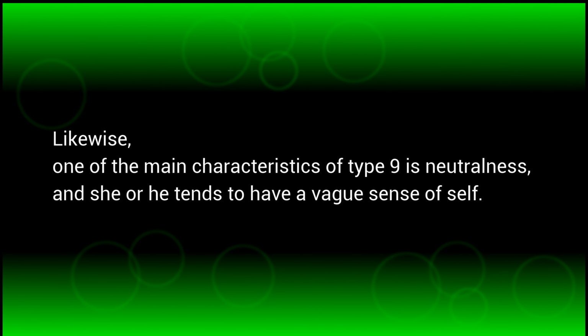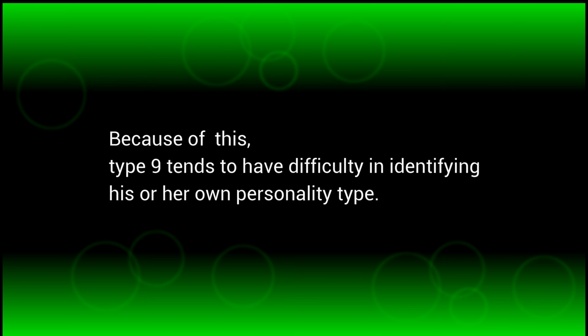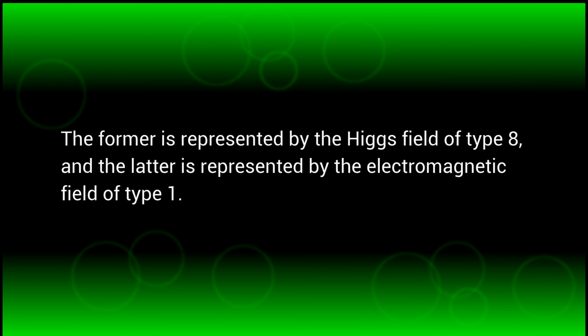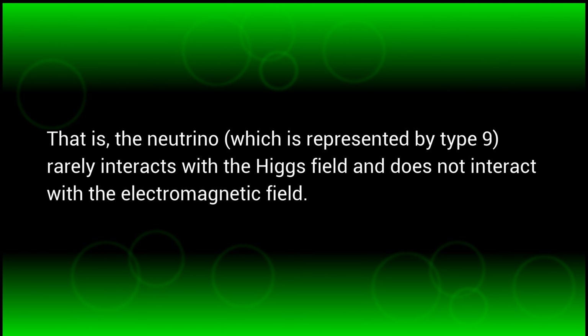Likewise, one of the main characteristics of type 9 is neutralness. And he tends to have a vague sense of self. Because of this, type 9 tends to have difficulty in identifying his or her own personality type. Type 9 tends to dissociate from the out and the in of the instinctive center. The former is represented by the Higgs field of type 8, and the latter is represented by the electromagnetic field of type 1. That is, the neutrino, which is represented by type 9, rarely interacts with the Higgs field, and does not interact with the electromagnetic field.